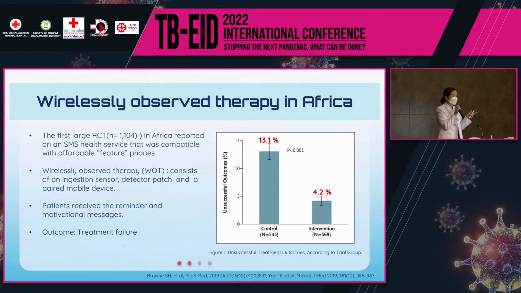The patient will receive reminder and motivation messages when they have to take the medication, and the outcome is treatment failure for TB. On the right-hand side is a bar chart where you can see the unsuccessful treatment outcome was lower in the intervention arm, about 4.2% compared to the control arm, about 13%, with statistical significance.